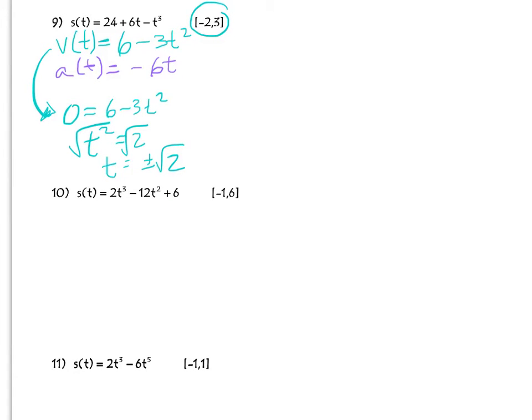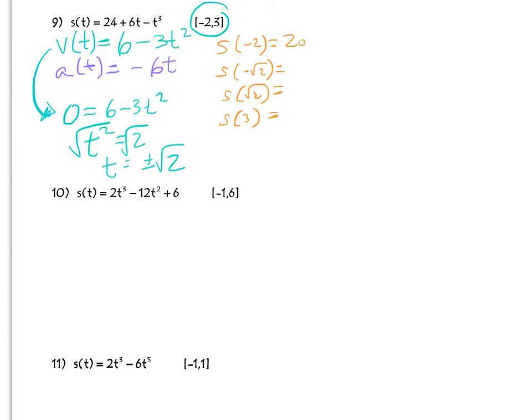So to find the points that we're going to put on our little diagram, we're going to figure out what the position is at negative 2, negative square root of 2, positive square root of 2, and 3. Now you need to make sure that when you find these values where the velocity is 0, they fall within this interval. So if we had something like negative 5, we wouldn't bother using it because it's not in between those endpoints.